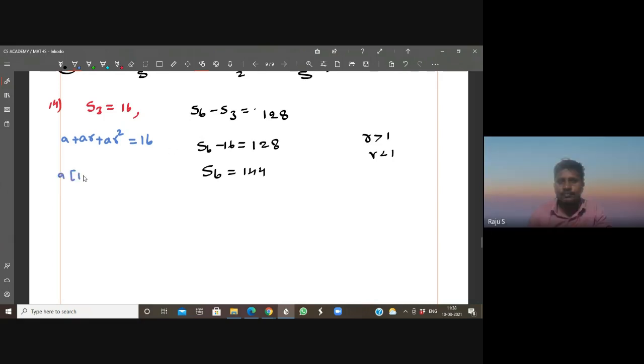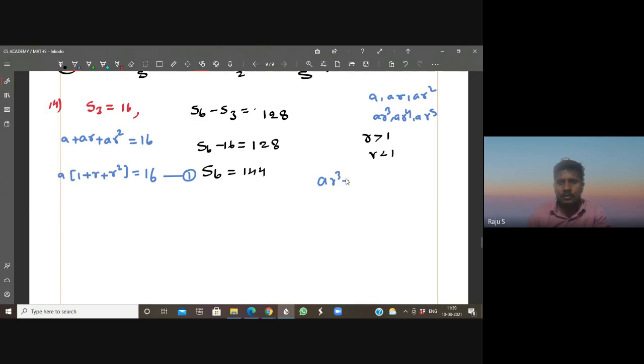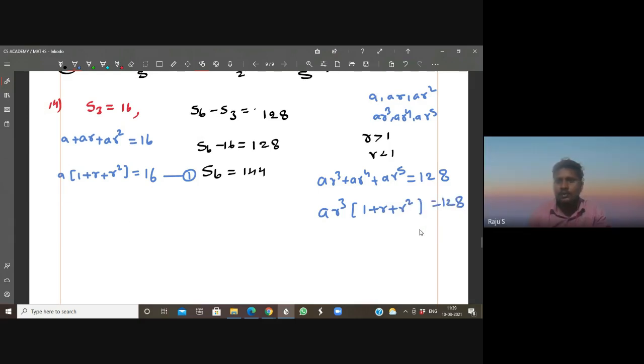Taking A common, 1 plus R plus R square. The first three terms are A, AR, AR square. Next three terms are AR cube, AR power 4, AR power 5. If you take like this, you will get the answer very easily. So this is 16, equation 1. Next three terms AR cube plus AR power 4 plus AR power 5 is equal to 128. Taking AR cube common, AR cube into 1 plus R plus R square equals 128. Okay, this is equation 2.